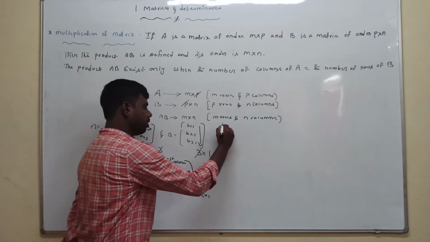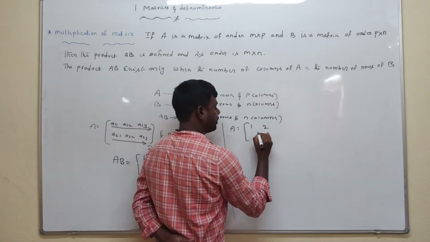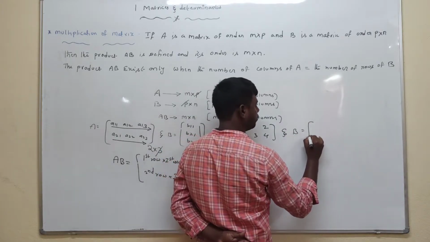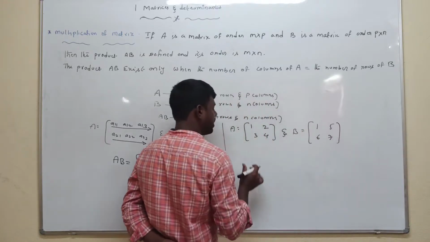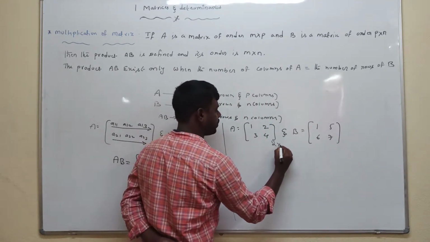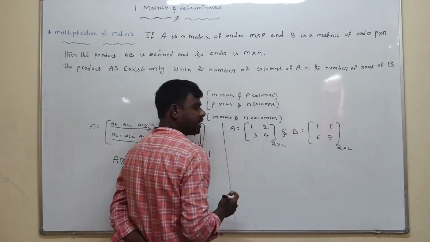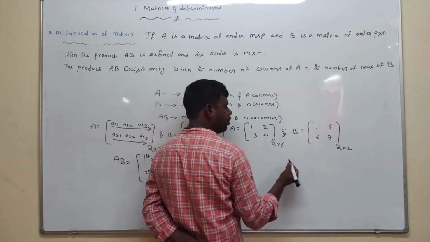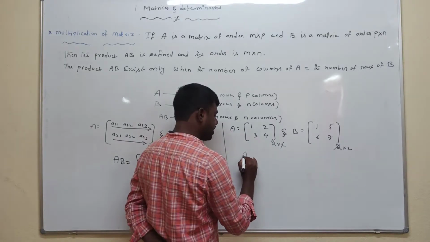One more example. I am taking the elements. Capital A is equal to 1, 2, 3, 4 and B is equal to 1, 5, 6, 7. Now the order of A is 2 by 2 and the order of B is 2 by 2. So check whether the product exists. The number of columns in the first matrix is equal to the number of rows in the second matrix. Both are equal. The product AB exists.